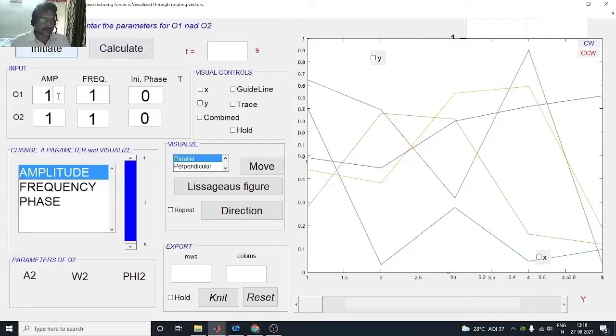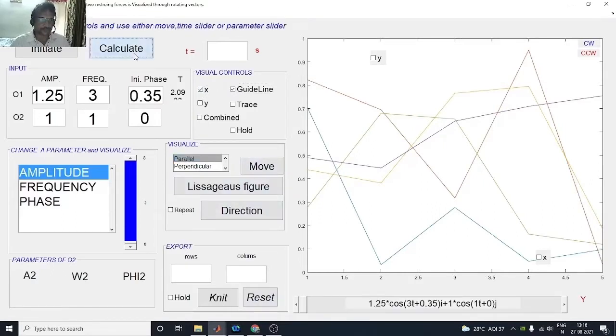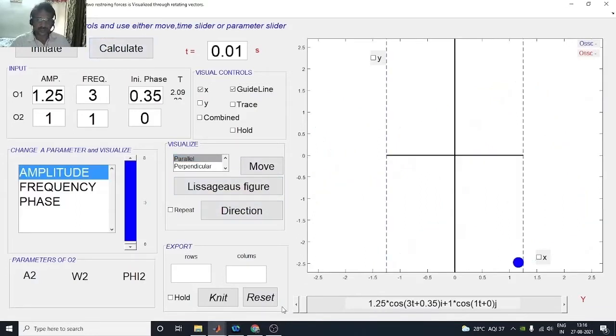So what do we have? We have two simple harmonic vibrations or oscillations. Each one has its own amplitude. Let us say oscillator 1 has an amplitude of 1.25, frequency of 3, some initial phase. So what does it mean? So we have an oscillator which can go between these two limits, which are blue dashed lines. So as a function of time, it will go and come back.